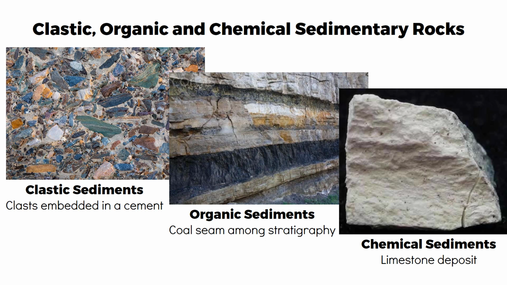Clastic sediments are formed when rocks, or clasts, are trapped in sediment, which is also usually made of weathered rocks that are more broken down. Organic sediments, such as coal and some limestones, are formed when plants and animals decay and are compressed over a long period of time. Minerals that are water-soluble are deposited through evaporation and form chemical sediments.